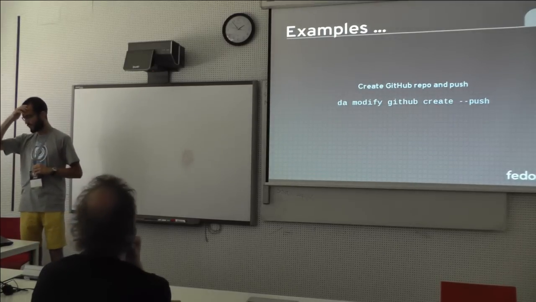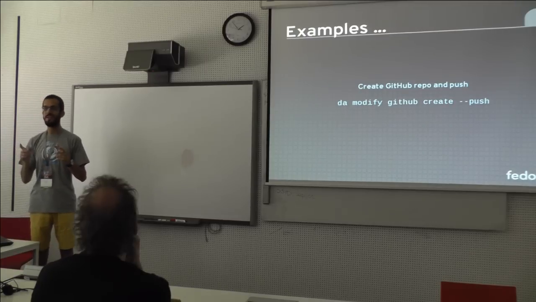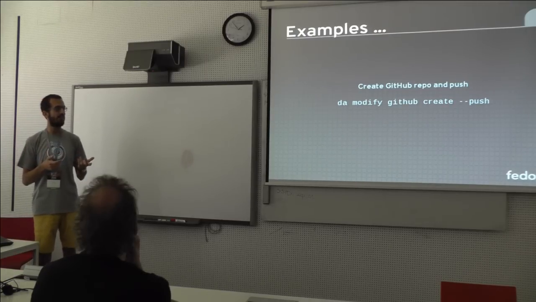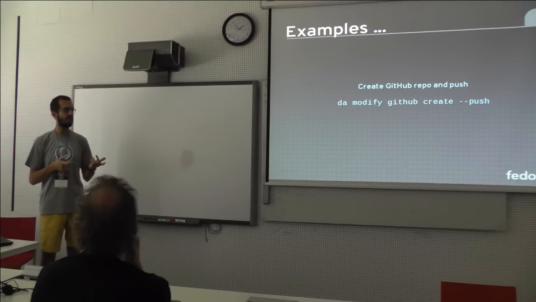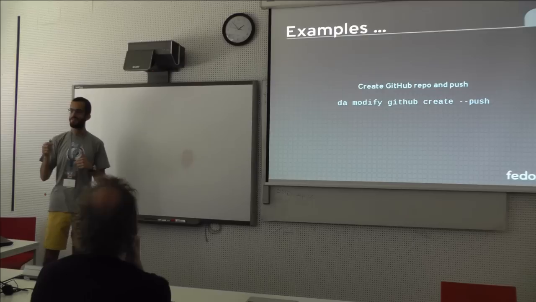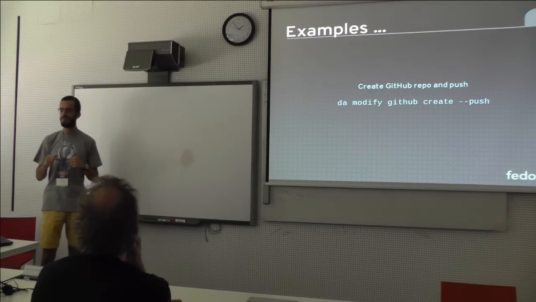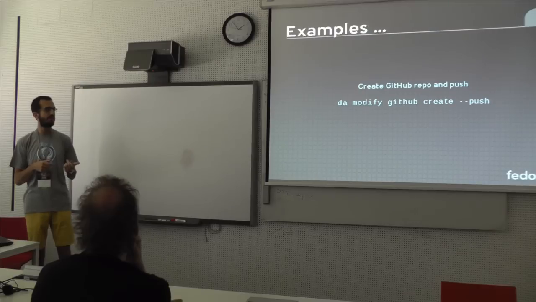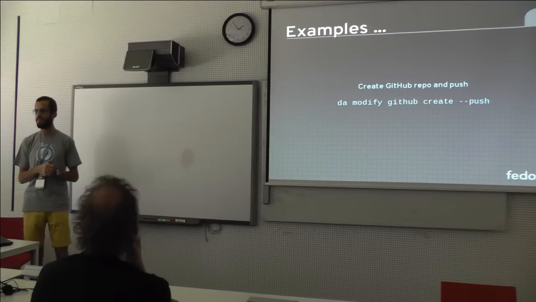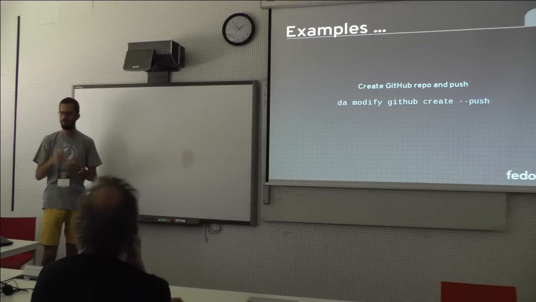The way DevAssistant works with GitHub repos, or GitHub in general, is that the first time you work with it, it creates some authentication tokens and stores them in your user's Git config. So basically, you only need to provide your GitHub password for the first time, and then it will do everything automatically without you needing to input anything.